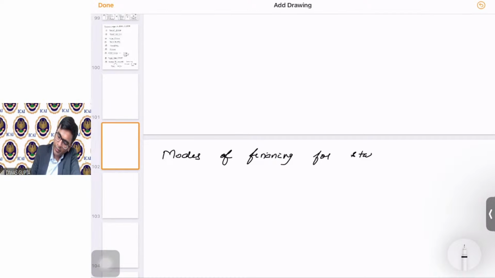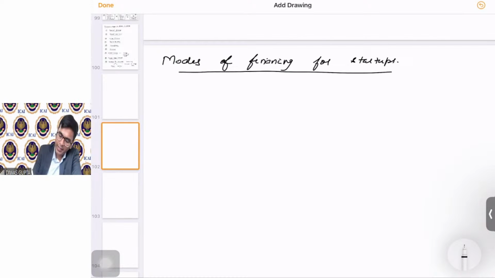For startups, what are they? See, one is bootstrapping. One, angel investor and venture capital. Yes. So we will cover these three. Perfect. So now the modes of financing of startups are different, right? One is bootstrapping.